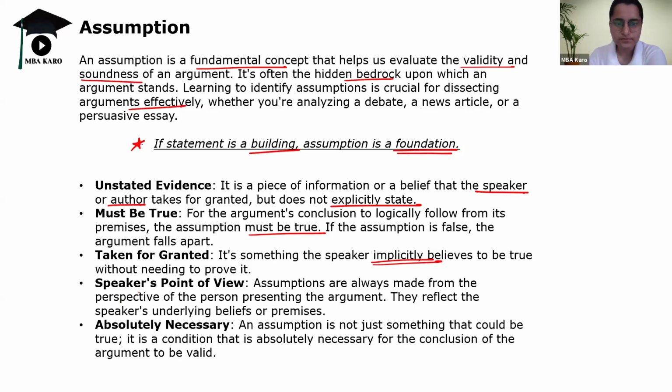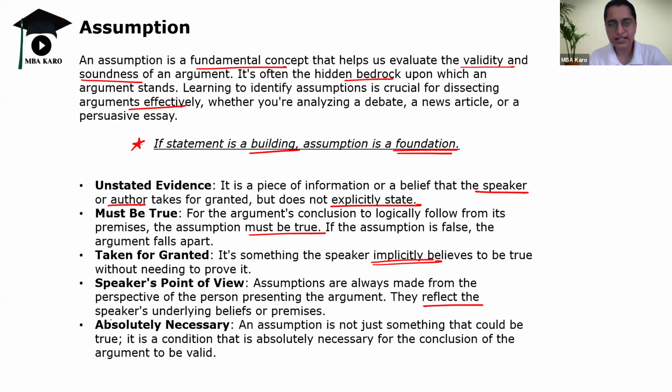Okay. Speaker's point of view, this is very important. So assumptions are always made from the perspective of the person presenting the argument. You are not going to think from your own perspective. You have to think from the perspective of the author or the speaker. Why has this particular thing been mentioned in this particular question or situation given to you? Why is the author saying what he's saying? So look for the context. Okay.